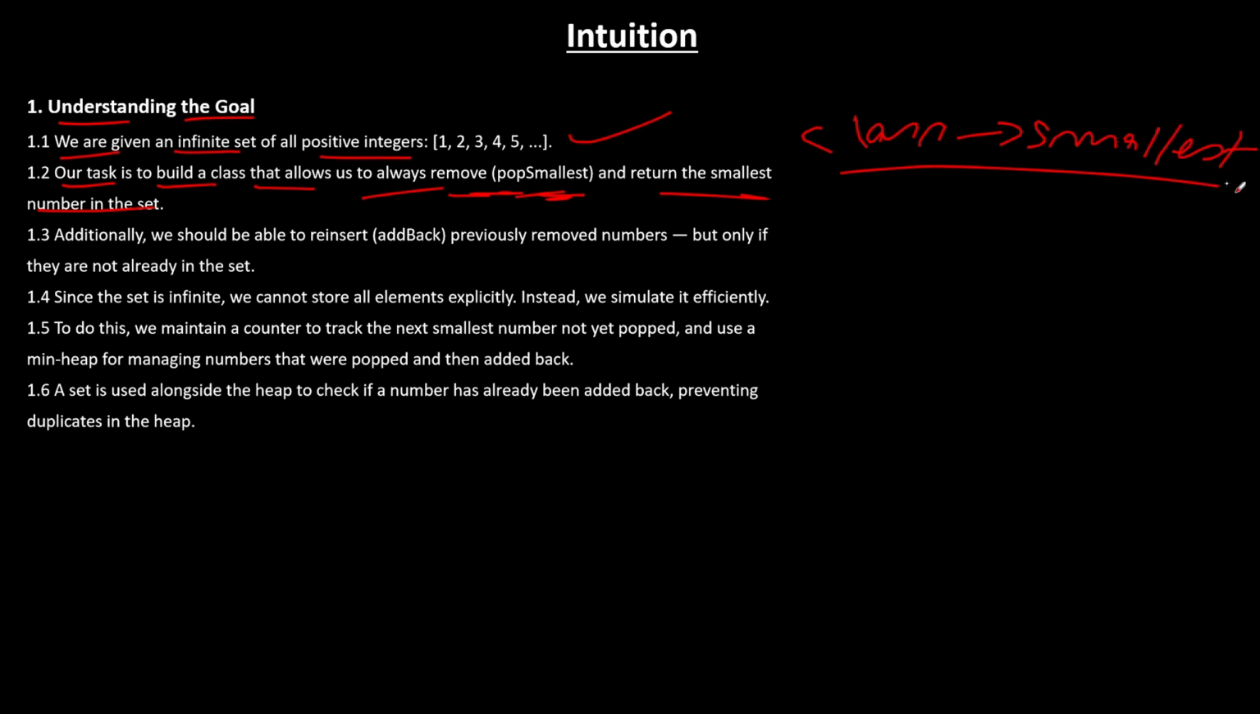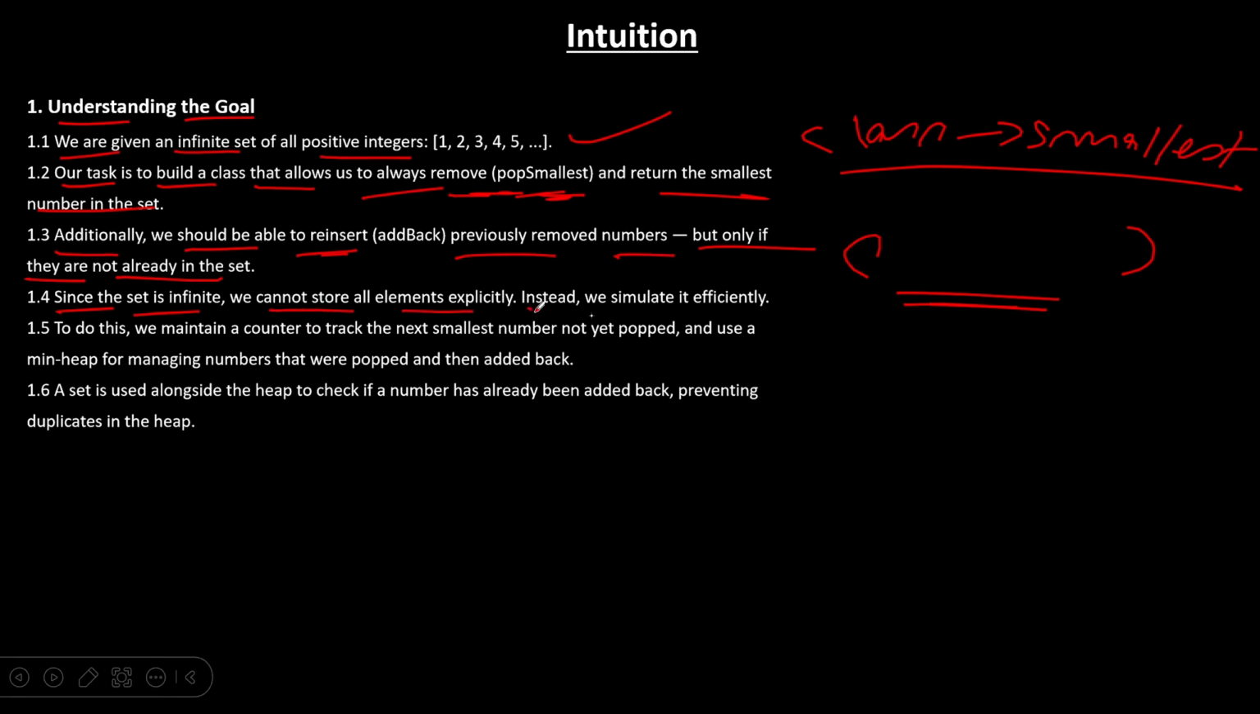We have understood that, whatever the numbers are in the set, we have to remove the smallest, right? And additionally, we should be able to reinsert previously removed numbers, but only if they are not already in the set. Suppose the number is already in the set, we are not about to add it, right? Only the numbers which have been popped. Okay. Since the set is infinite, we cannot store all elements explicitly. Instead, we simulate it efficiently.